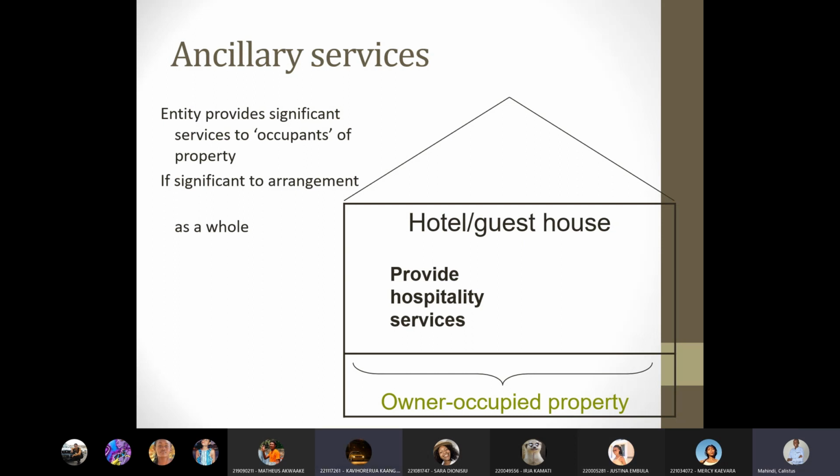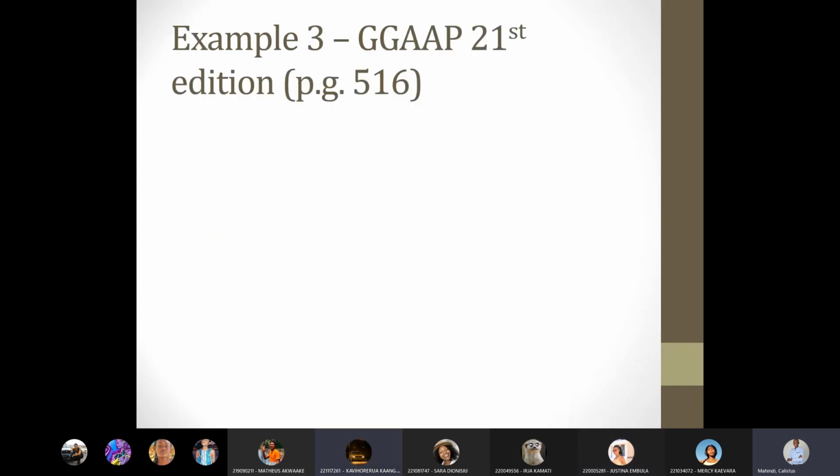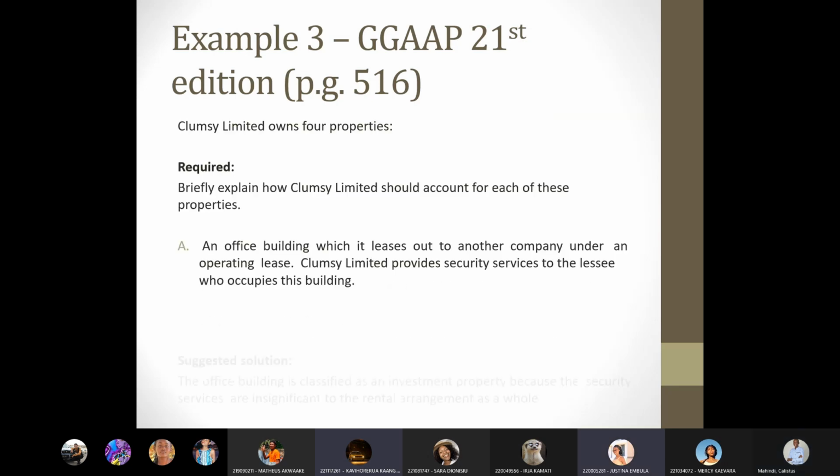So basically what you're using that property for is to gain rentals. And the service that you're providing to them is very insignificant to the whole arrangement. In that instance, you will classify that property as investment property. It's different from a bed and breakfast where you have to cater for every need of the guests. So you have to look at other services that you provided, significant or insignificant to the arrangement.